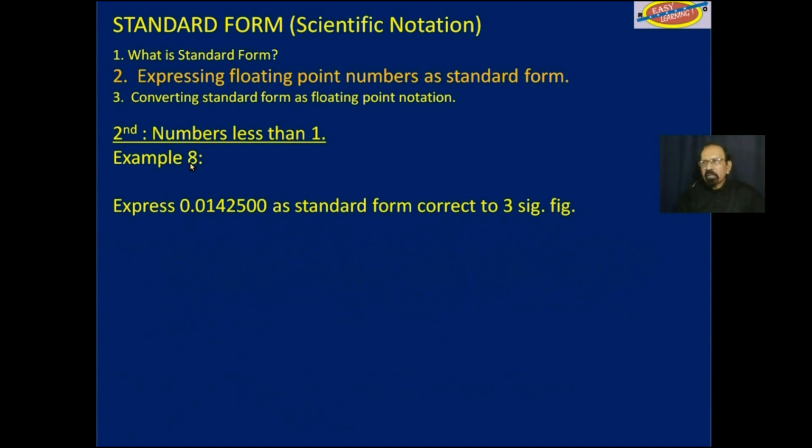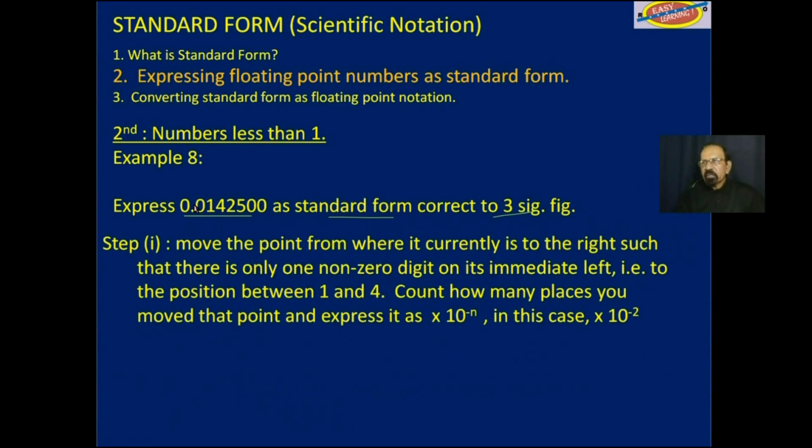Let's look at another example. Express that as standard form, correct to three significant figures. So we move the point from where it is to the right and your index would become a negative index. So that's times 10 to the negative 2. So the point is between the 1 and the 4. It's no longer there.